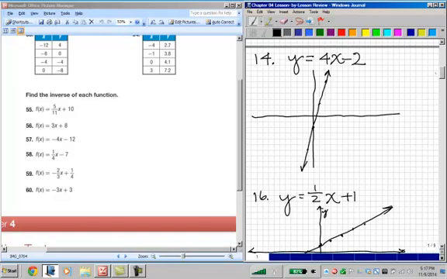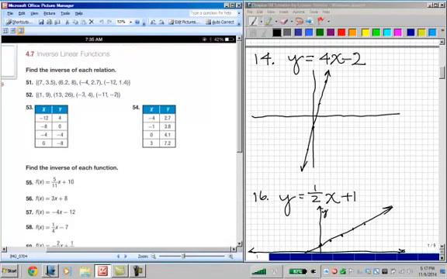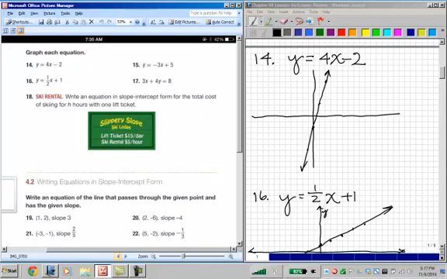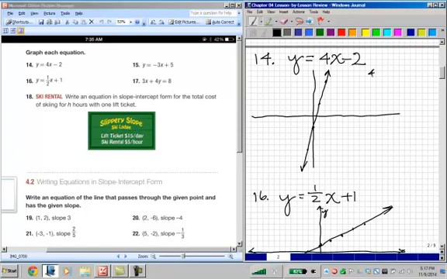14, I think I just put to graph it. Let me go back to 14 real quick. Yeah, it just says graph it. So 4x minus 2. The y-intercept is negative 2. The slope is 4. Up 4, 1, 2, 3, 4, and over 1. And 4 over 1 equals negative 4 over negative 1. So I can go down 4 and 1 to the left, and then draw my line through my points.